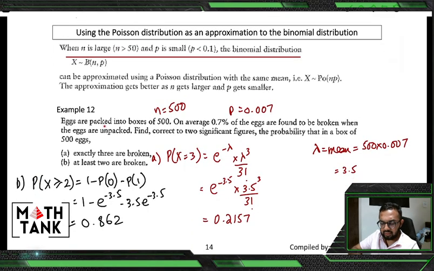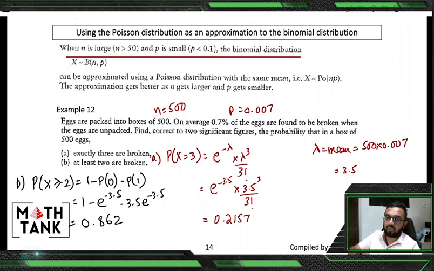So let's say it says eggs are packed into boxes of 500, on average 0.7% of the eggs are to be broken. So that should tell you that this is a binomial distribution. But this is an unusual binomial distribution because p is really small and n is large. So whenever n was large in S1, you used to go to the normal distribution. But now since you have the option of going to the Poisson distribution as well, you go to the Poisson distribution. Why? Because n is large and p is small.